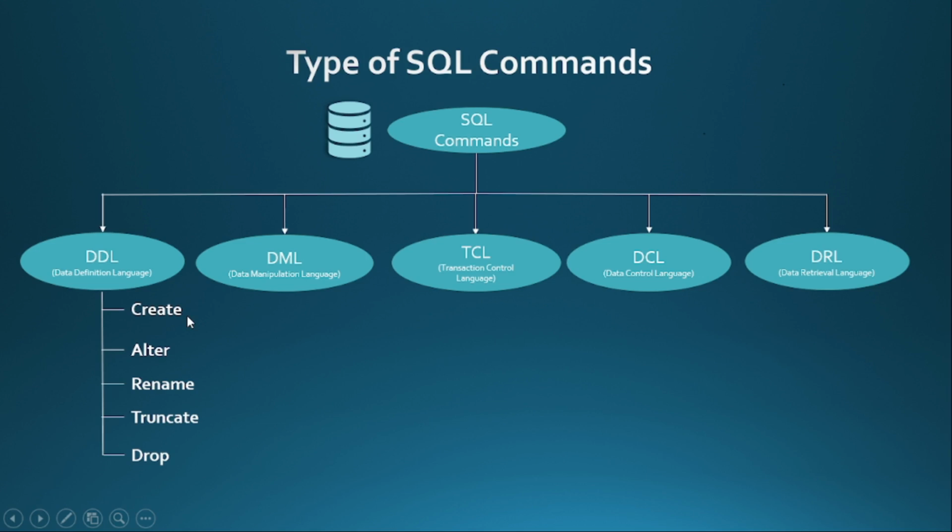Create command will create a table. Alter command will alter the table and also columns. Rename command will rename the structure of the object, like tables or procedures or database names. Truncate will truncate the data inside the table. Drop will drop the structure and the data.